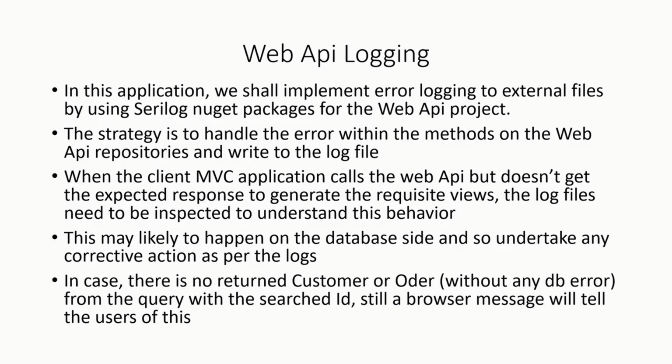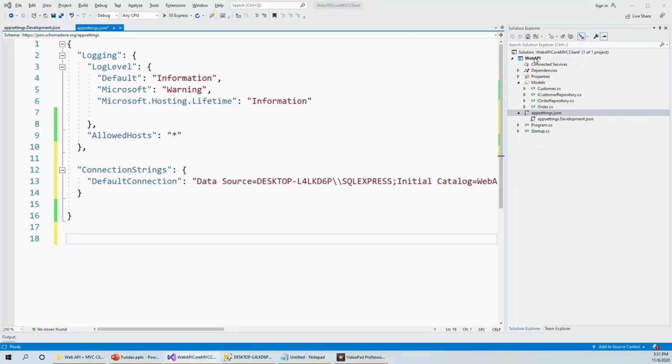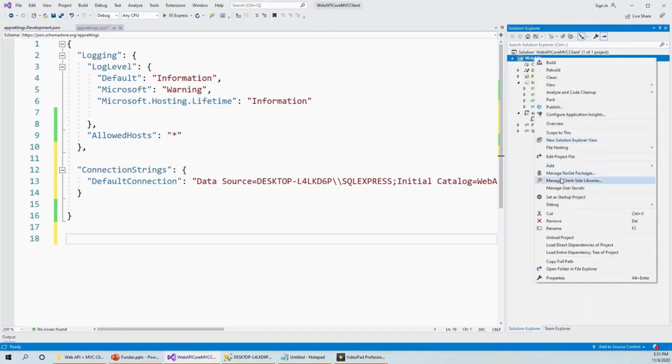logs. Now, in case there is no returned customer or order without any DB error from the query, for example, if you're searching by a particular ID for the customer and order, and no such customer or order exists with that ID, the browser will still tell the users of this and the application will not fall over. I will carry on in the next lecture about the actual integration of Serilog and the required configuration changes. Now let me right click the Web API package and manage NuGet packages.